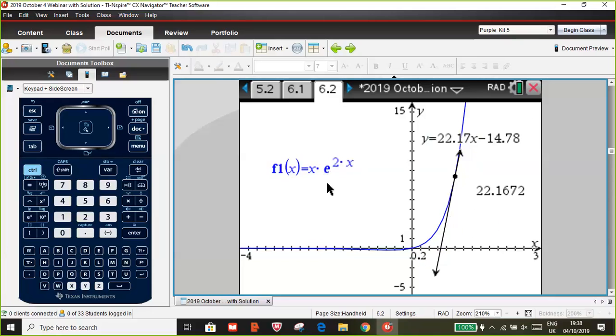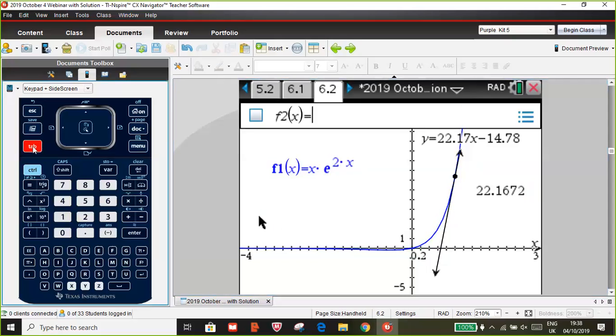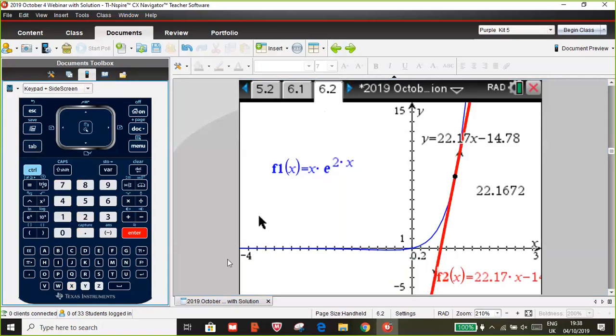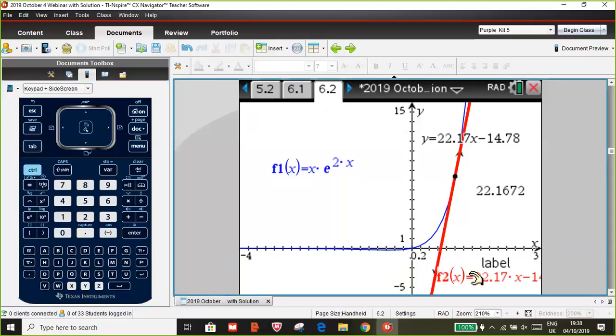I need to input a new function that represents this line. So I'm going to do that. I will type in 22.17 times x minus 14.78. Okay? You see the red line? With that red line, I can easily get the intersection.